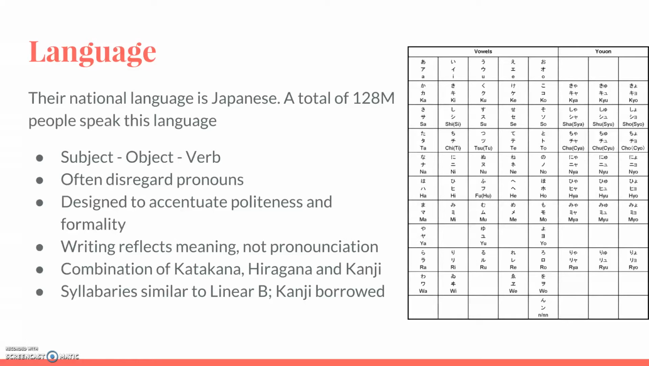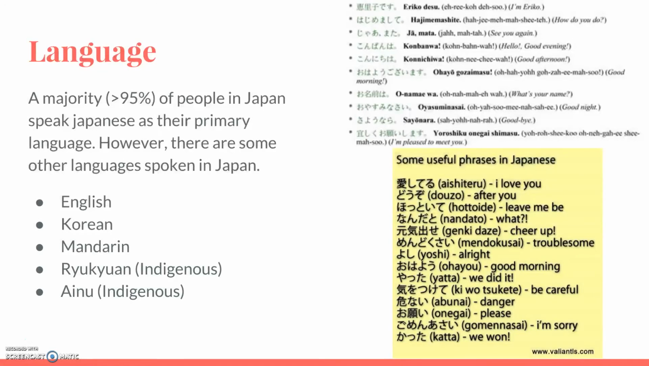Syllabaries are sets of consonant-vowel characters which can be joined similar to letters and are indicative of the sound they produce, and are common to a whole slew of languages. However, while a majority of people in Japan do speak Japanese, it's not the only language. Others include English, Korean, Mandarin, and the 2 indigenous languages, Ryukyuan and Ainu. To the right, you can see some useful phrases a traveler might need to know, such as introductory and conversational sentences.